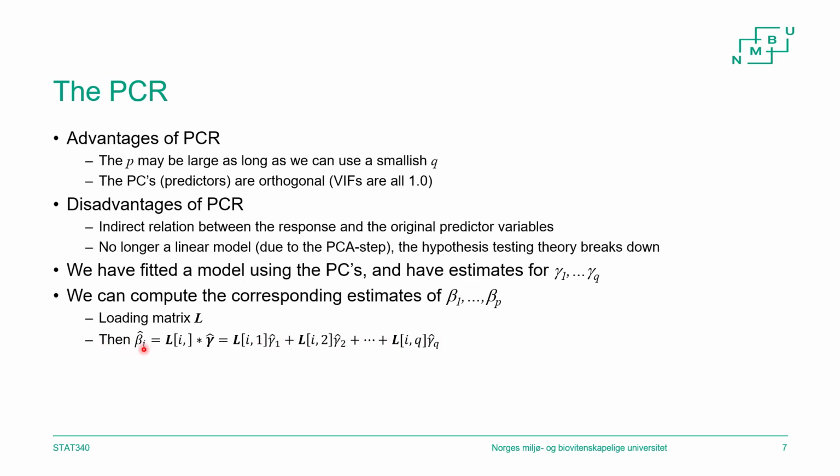So this will be regression coefficient number I. And notice it's a combination of the regression coefficients that we get here. So you have to combine it for each row in this loading matrix. But this can be done computationally, and is done. So remember that even if we replace the original predictors with some principal components, we can still get estimates for the original regression coefficients as an output from this. But this assumption about distributions and so on breaks down, sadly.